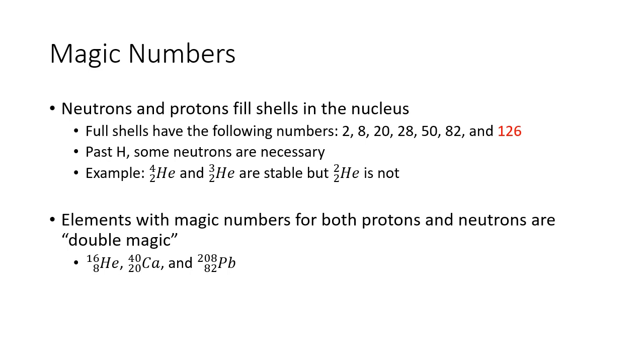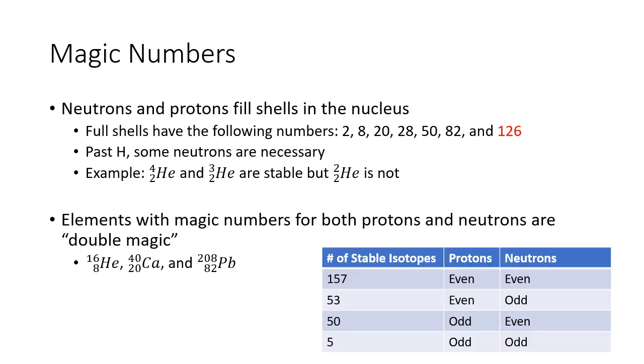When we look at a trend for all elements on the periodic table, most of our stable isotopes, a full 157 of them, have an even number of protons and an even number of neutrons. So that is a favorable result. We have an additional 103 stable isotopes where we have an even number of protons or an even number of neutrons. There are only 5 stable isotopes with an odd number of protons and an odd number of neutrons. They're not very popular.